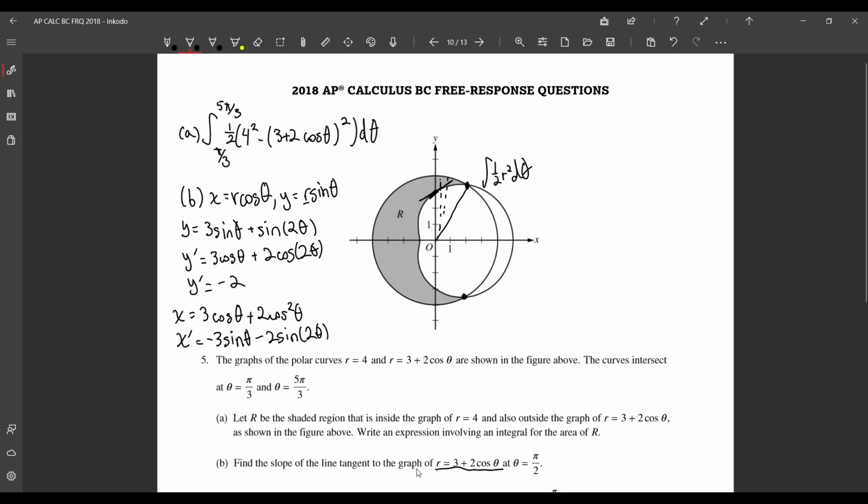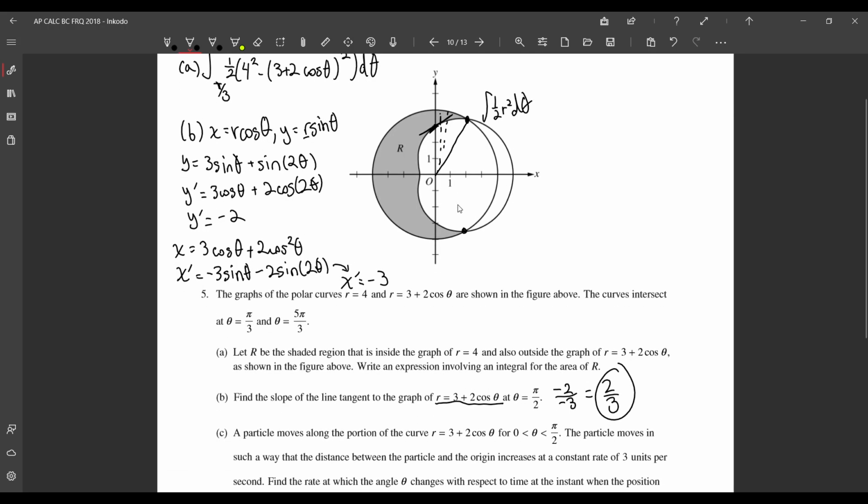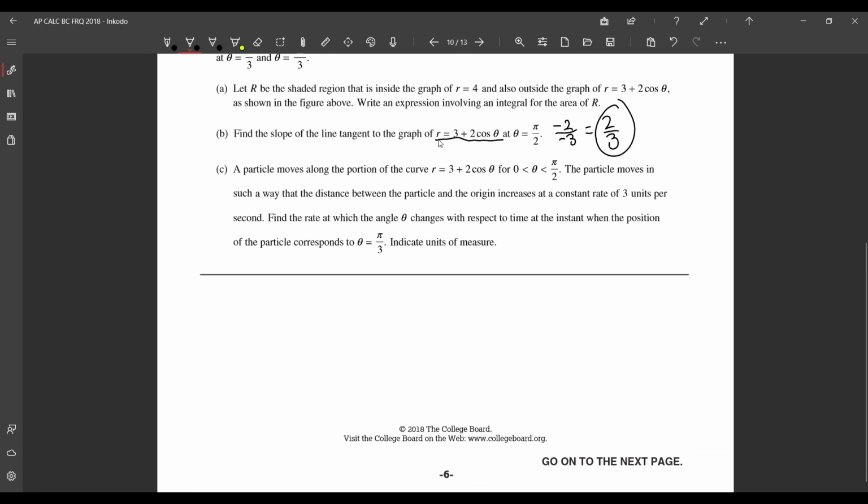But anyway, of course, now we just plug in the value of theta. This sine will disappear because sine of pi is 0, and we just get -3 times sine of pi over 2, which is sine of just 1. So x prime is -3, and so the slope is -2 over -3, which is 2/3. And I don't know, that looks okay. All right, now on to part C.